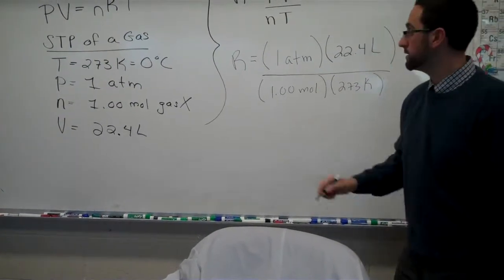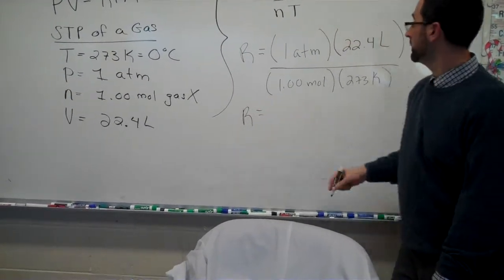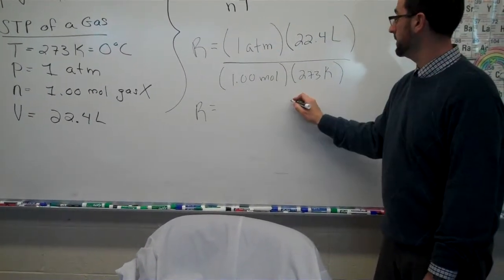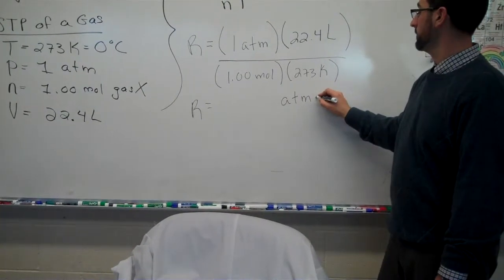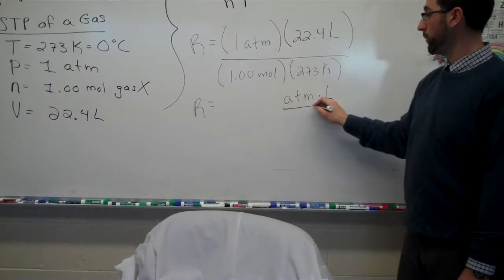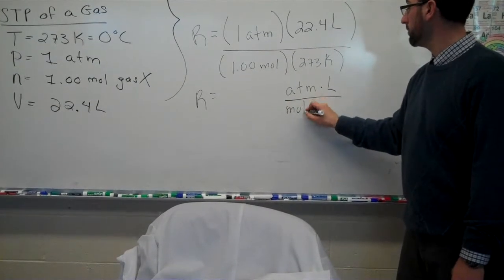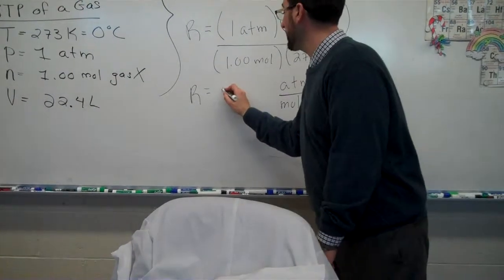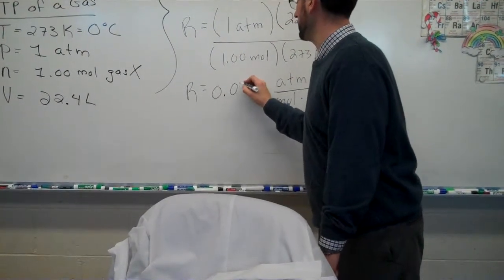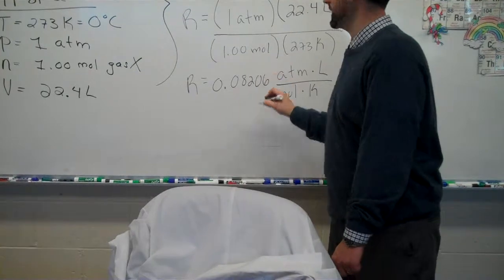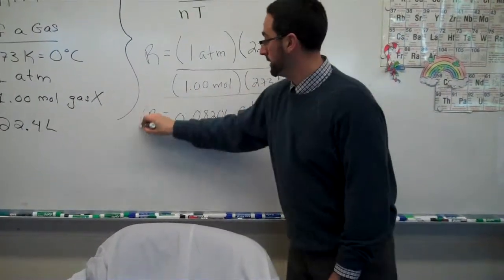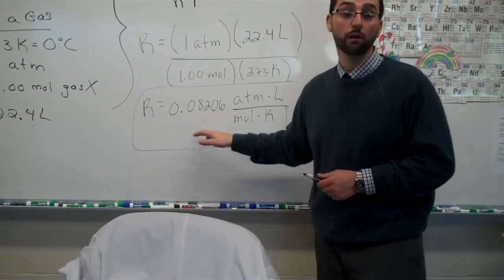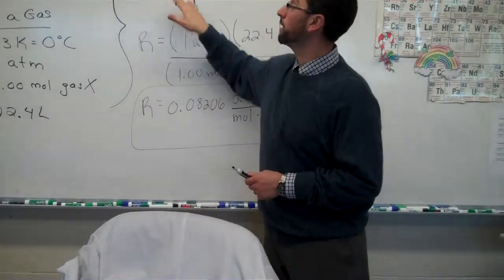Okay. Notice our units here. Before I calculate, nothing cancels. So this R value is actually going to have 4 units. It's going to have atm, liter, per every mole, Kelvin. And if we punch these numbers in, we get a value of 0.08206. And the nice thing about this is that it's a constant, and we can always substitute this value in for R when we're trying to solve for any of the other unknown variables.